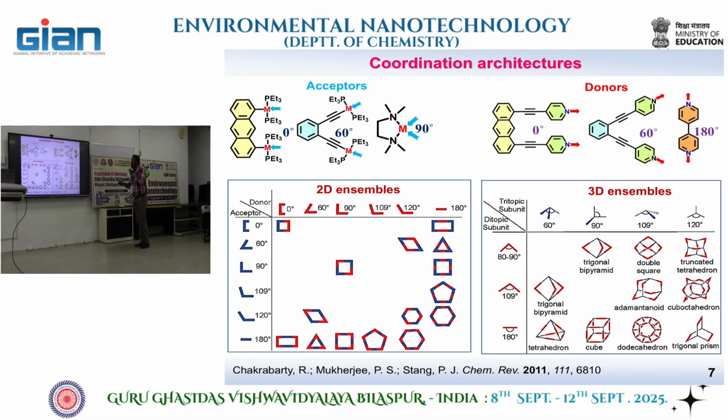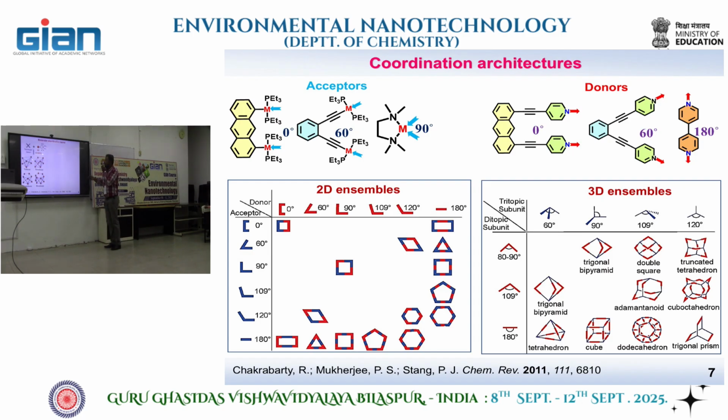So you see how we can make 2D and 3D ensembles. For example, if we take this molecule, a palladium or platinum complex, this is called a 0 degree acceptor. Here it is PEt3, and if you take nitrate, the nitrate can easily be removed. So it will act as a 0 degree linker. With this, if we use a linear ligand like this, it will give a square like this. In this way, it can give several two-dimensional and three-dimensional architectures.